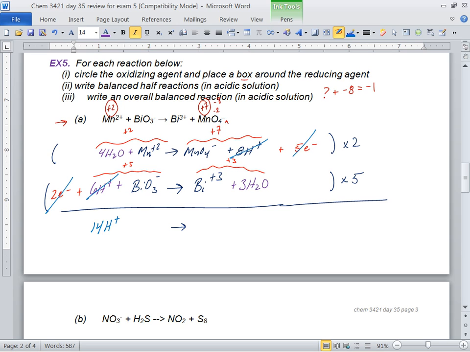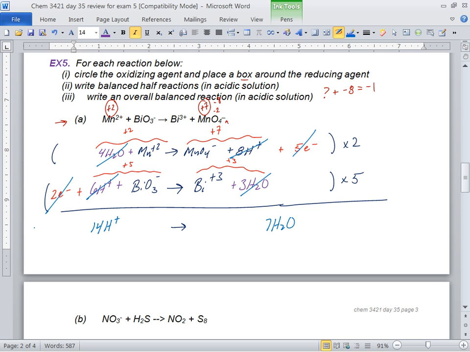The waters, I've got 15 on the one side, 8 on the other, so that's going to be 7 waters over here. This way I don't have to rewrite the thing. If you don't want to do that, just cancel them out after they're nice and clean and rewrite the whole thing. But nothing else is going to be canceling out, so you just write everything else in.